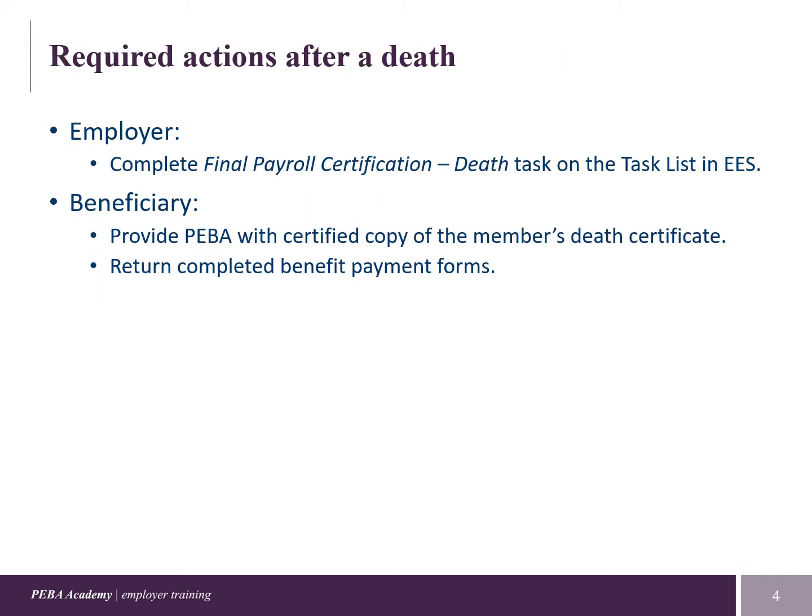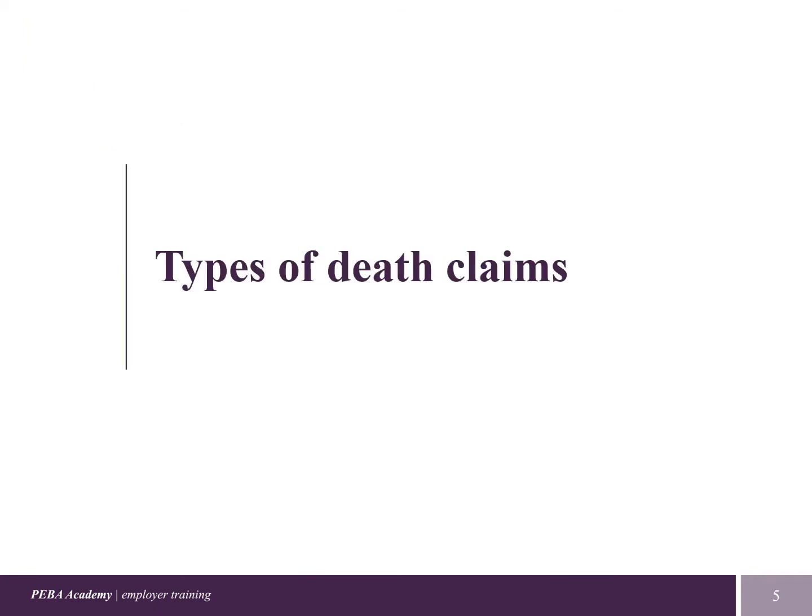After we receive notification of a death, the employer and the beneficiary must take action. Employers should complete the final payroll certification in EES if the member is active and their account is not finalized. The beneficiary should provide PIBA with a certified copy of the member's death certificate. After that, and once the claim has been processed, the beneficiary must also complete and return payment forms. Let's look at the types of death claims.